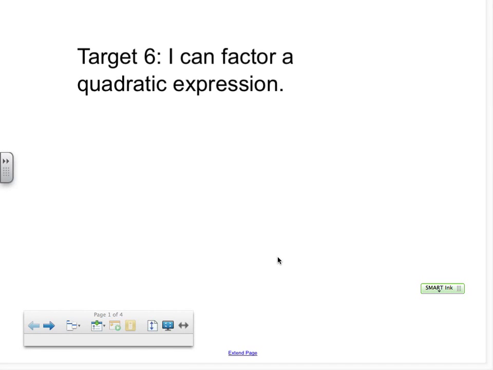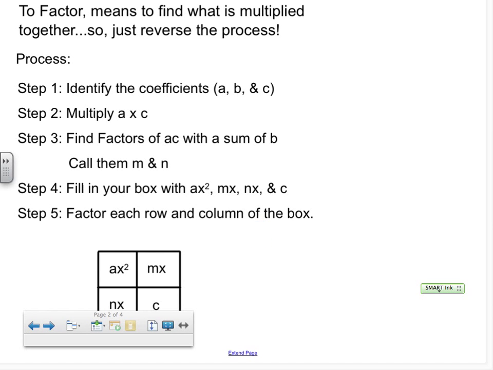Algebra 2, target 6. I can factor a quadratic expression. Day 2, simply more practice. All right. In review, to factor means to find what is multiplied. So really we're dividing an expression into two different pieces.